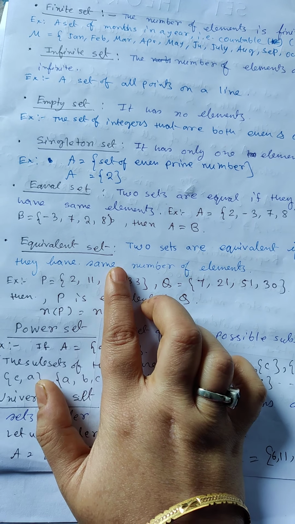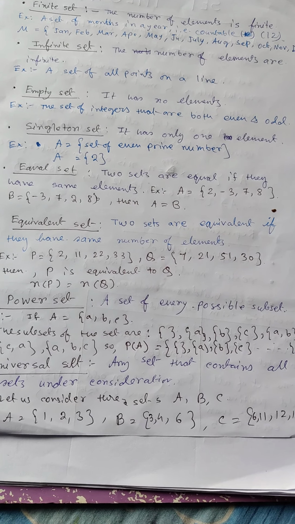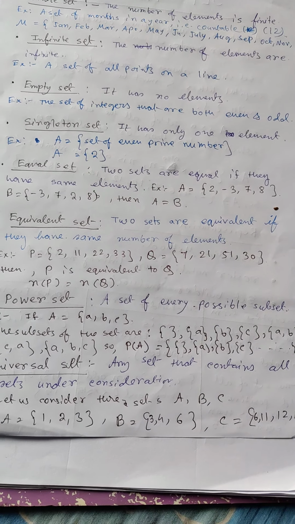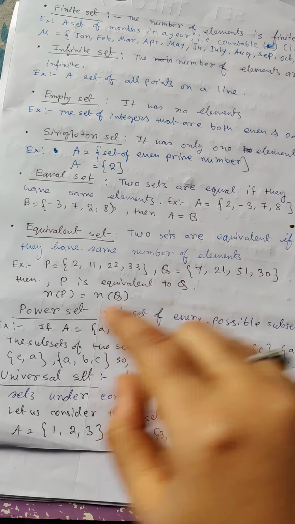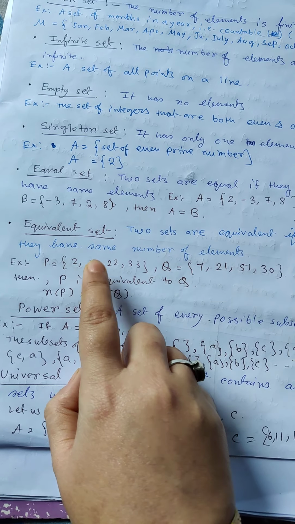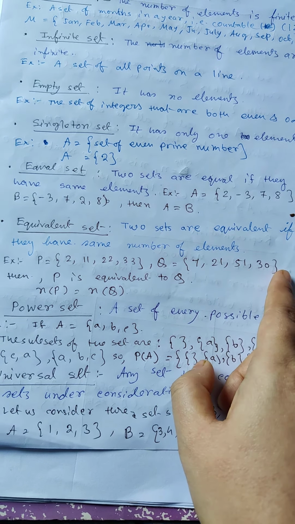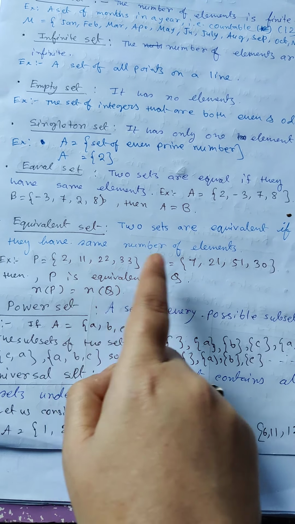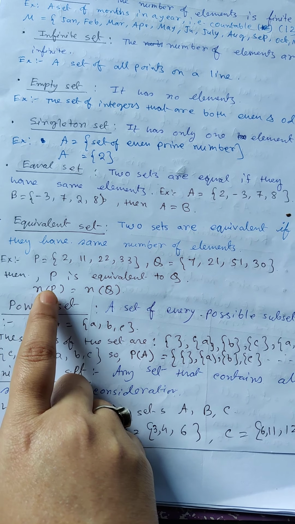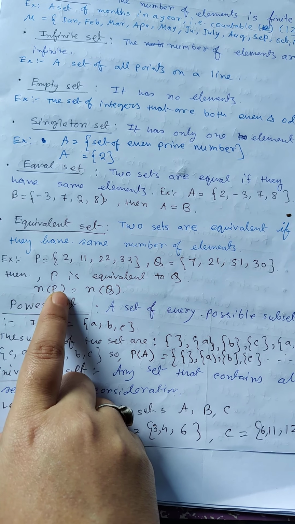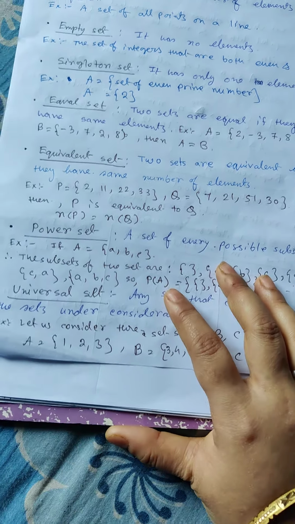Now equivalent sets. Equivalent sets are those where the number of elements is equal. The elements are not the same, but the numbers are the same. Example: P equal to 2, 11, 22, 33 and Q equal to 7, 21, 51, 30. So in both the sets there are 4 elements. So the number of elements of P is equal to the number of elements of Q. So they are equivalent sets.